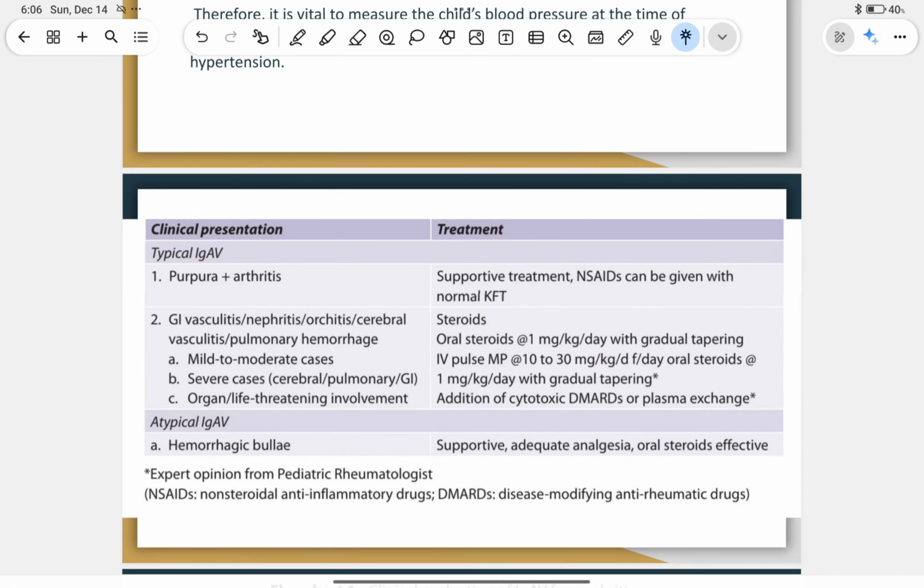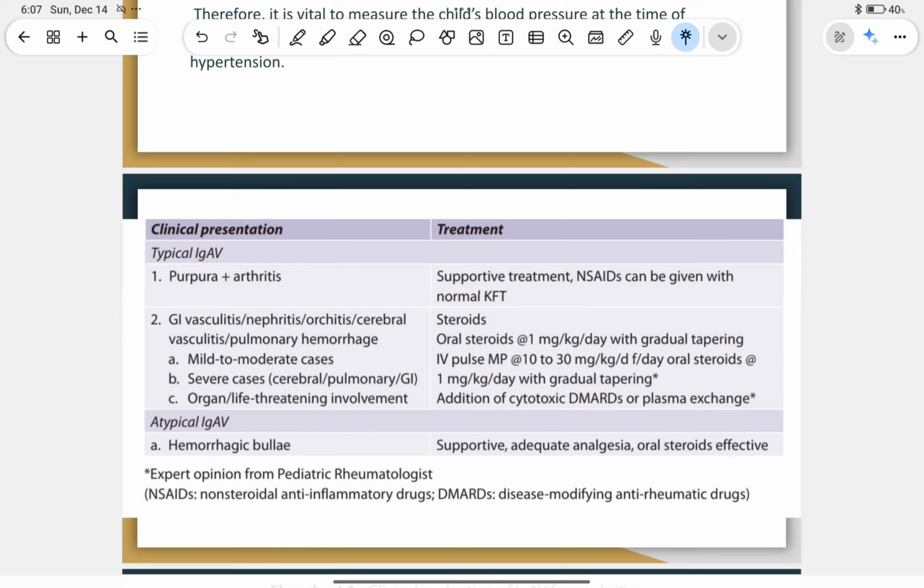Okay. Next we are going to treatment. First, treatment for palpable purpura and arthritis. Nothing to do. HSP is itself a self-limiting condition, so give supportive treatment. For arthritis, you all know, you will give NSAIDs, but before giving NSAIDs you have to check renal function tests. If renal function tests are normal, you can give NSAIDs, because HSP involves the kidney. And in mild to moderate cases, where symptoms are bearable, you can use steroids 1 mg per kg per day, and taper slowly over 2 to 3 weeks.